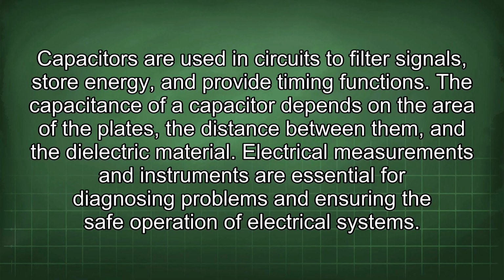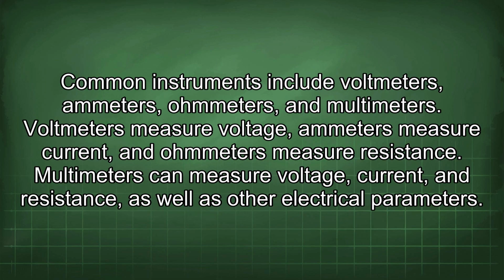Electrical measurements and instruments are essential for diagnosing problems and ensuring the safe operation of electrical systems. Common instruments include voltmeters, ammeters, ohmmeters, and multimeters. Voltmeters measure voltage, ammeters measure current, and ohmmeters measure resistance. Multimeters can measure voltage, current, and resistance, as well as other electrical parameters.